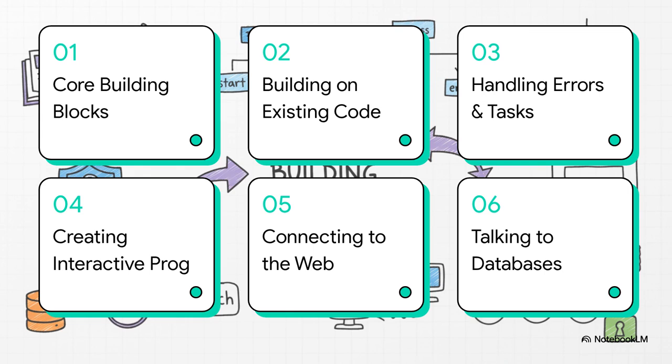Okay, so here's our game plan. To make this crystal clear, we've broken it all down into 6 key sections. We'll kick things off with the absolute basics, then move through object-oriented stuff, handling errors, building user interfaces, networking, and we'll finish up with databases. It's a roadmap that mirrors your syllabus, so it should be super easy to follow along.